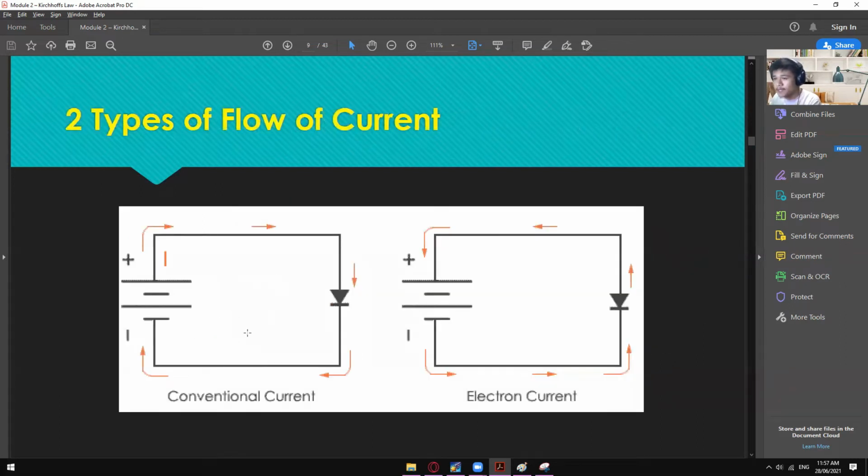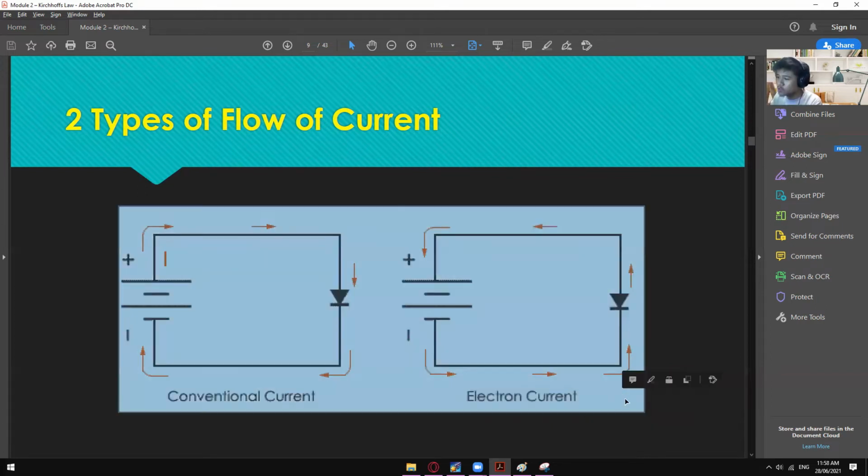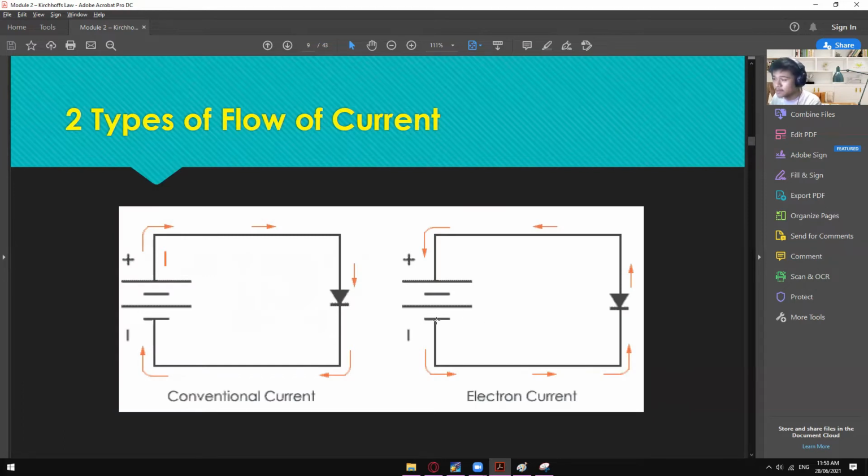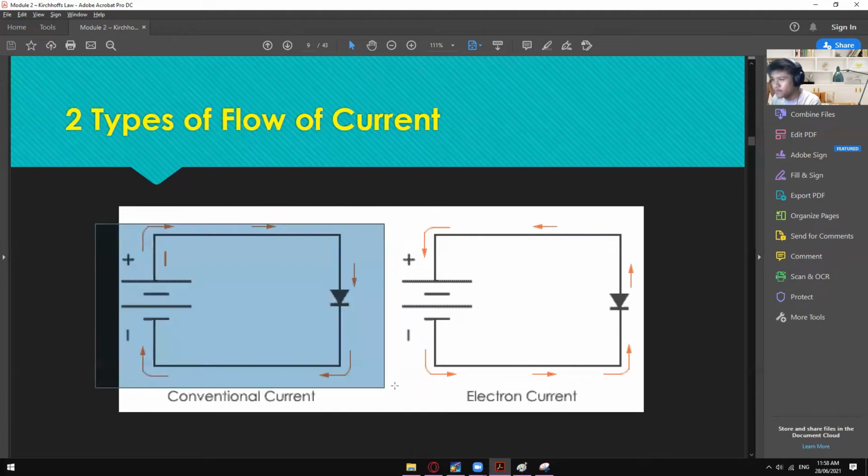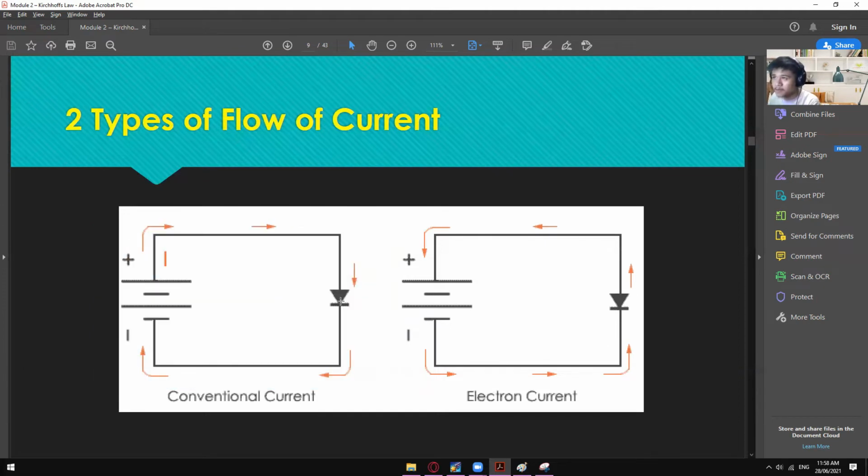All right, so we have here the clockwise. We call that one actually conventional current. Okay, that's the technical term for that one, from left to right. And then we have the other way around, which is the anti-clockwise or the counterclockwise. We call this one electron current, because our current is flowing from the negative going back to the positive. So that's the reason why we call that one electron current. But nevertheless, let's say this is the negative way and then this is the positive way. Okay. So are we clear so far regarding the two types of flow of current?